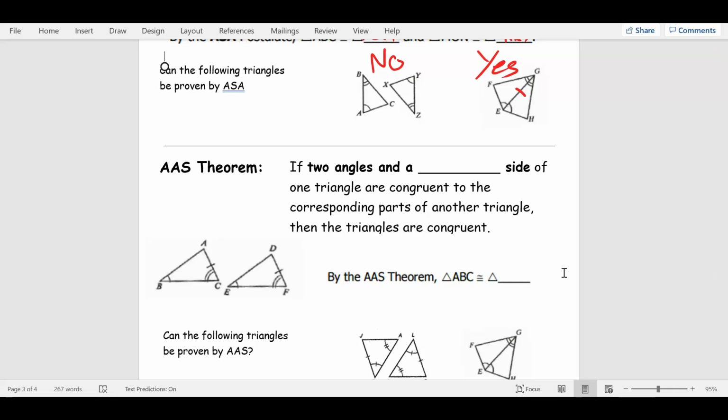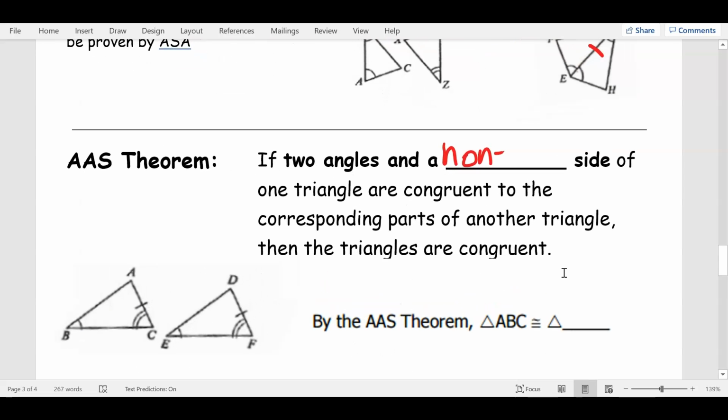Okay. Now, angle, side, angle, angle, angle, side. Those are the last two. This one can be confused with angle, side, angle. It says if two angles and a non-included side of one triangle are congruent to the corresponding parts of another triangle, then the triangles are congruent, okay? So non-included means not between. Cool?